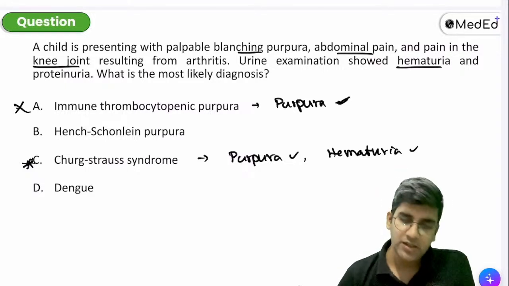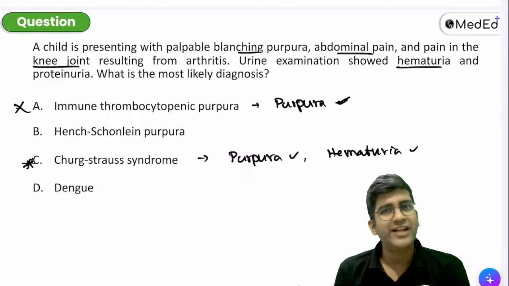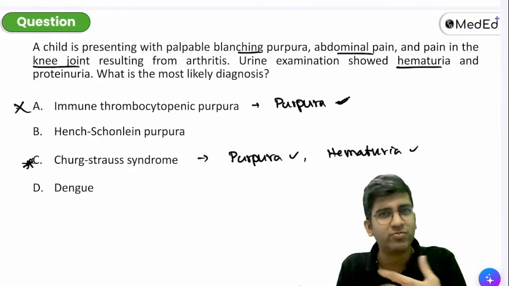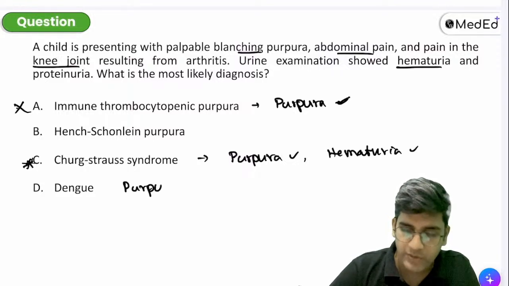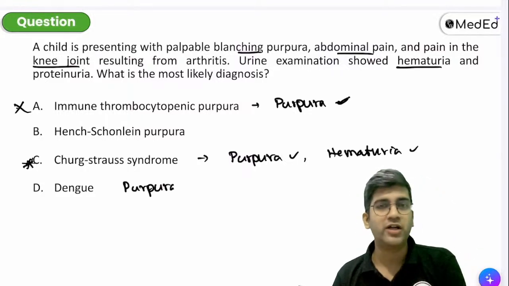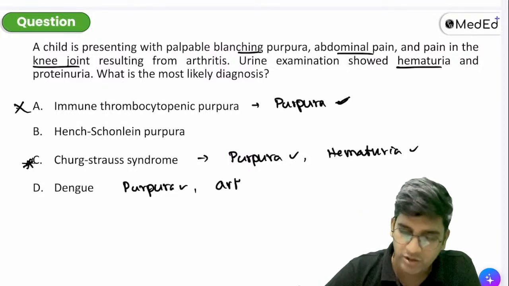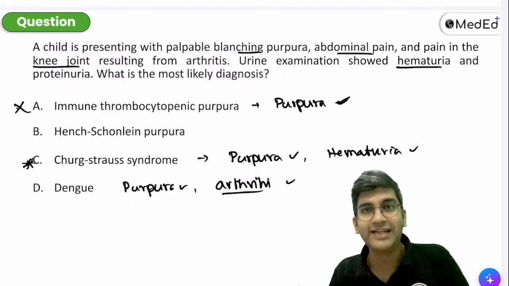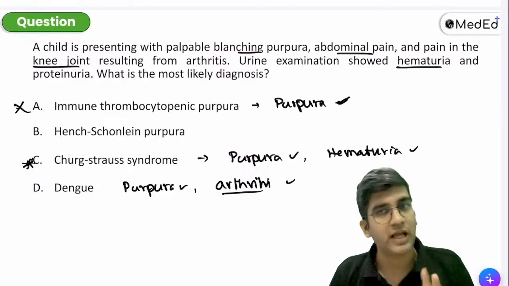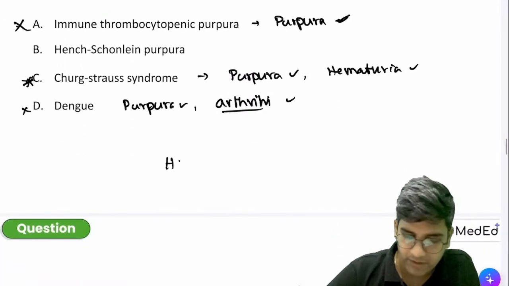Dengue fever. Can it have purpura? By default. Will dengue have arthritis? Dengue's predominant presentation is bone pain, right? So dengue fever also can have purpura because platelets will reduce. Arthritis or bone pain, not exactly arthritis, will have it. But kidney involvement, hematuria is unlikely. Abdomen pain is unlikely, right? So it's not dengue. So let's take HSP.